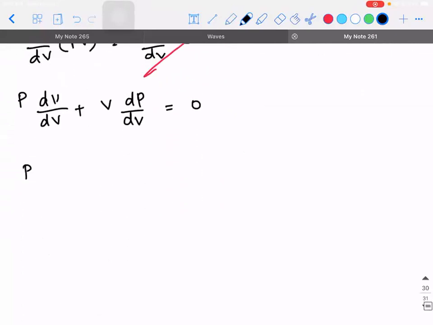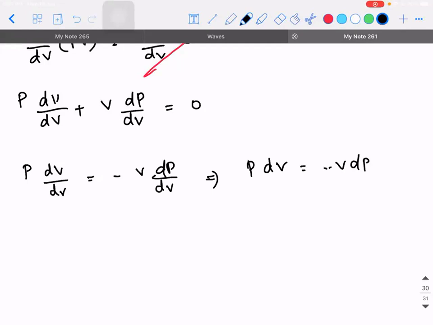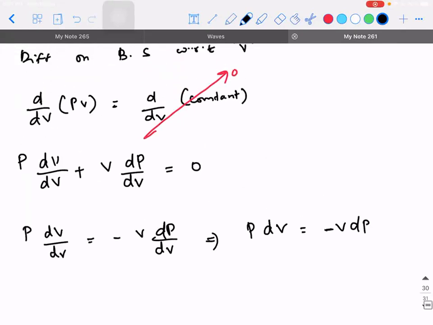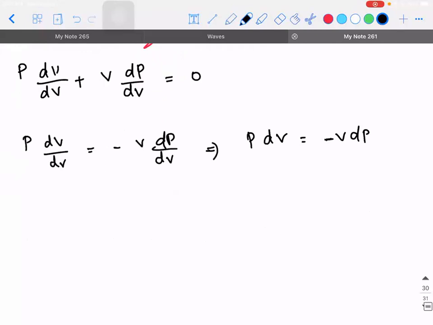Now see how I'm going to rearrange the equation. If dV is gone, can I write it as P dV by dV is equal to minus of V dP by dV? So if the denominator part is eliminated, you can write it as P dV is equal to minus V dP. Is there any doubt till this step? Let me know. No doubt, sir.